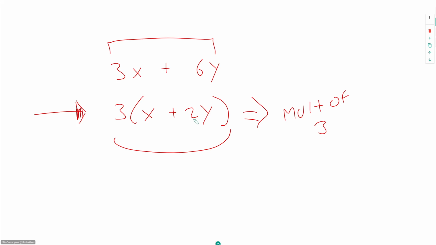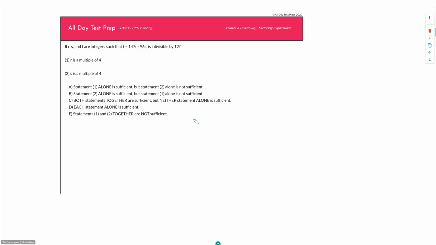So how would you actually use this on the GMAT? This question says, if r, s, and t are integers such that t is equal to 147r minus 96s, is t divisible by 12? So is t divisible by 12? Is t a multiple of 12? Is 12 a factor of t? Is t over 12 equal to an integer? Does t contain a 6 and a 2? Does t contain a 4 and a 3? Or if you want to break 12 up into its prime factors, does t contain 2 2s and a 3?